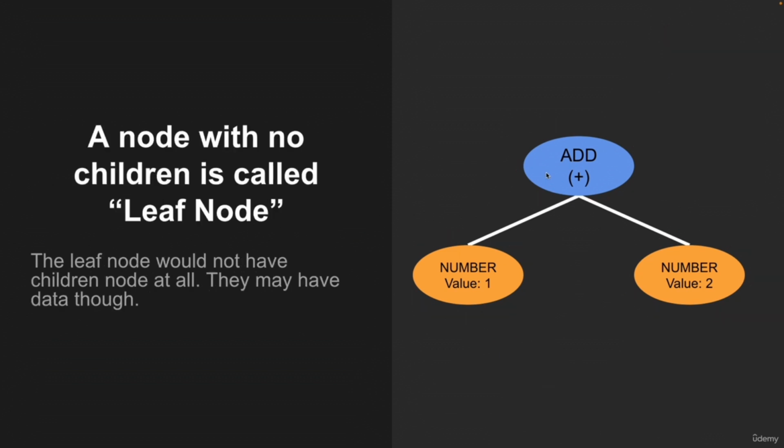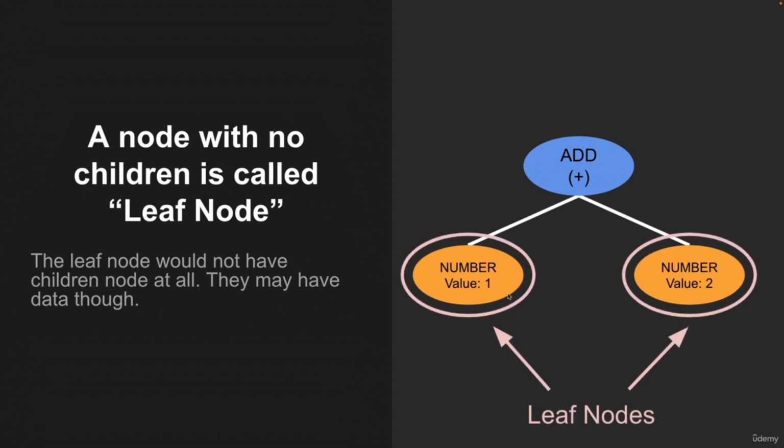So a node with no children is called a leaf node. Here are the leaf nodes. They don't have any children. A node does not have to have children. It can be by itself, right? It doesn't have to have a variable for the left child node or the right child node. It could be nothing. But they could still have data. So this one still has data, number value 1. Leaf nodes can have data, but they just don't have children.